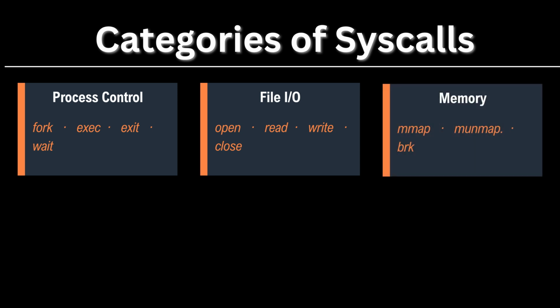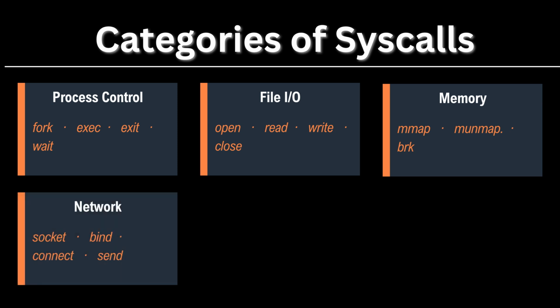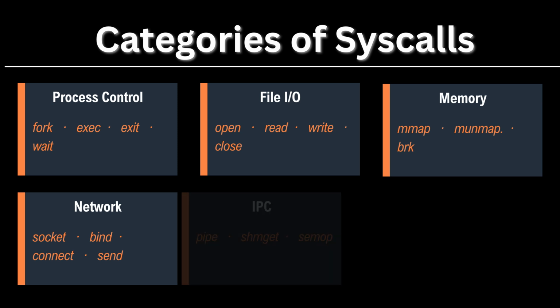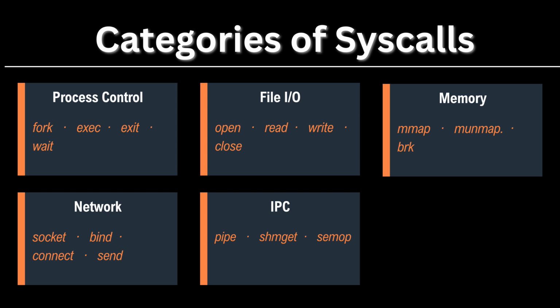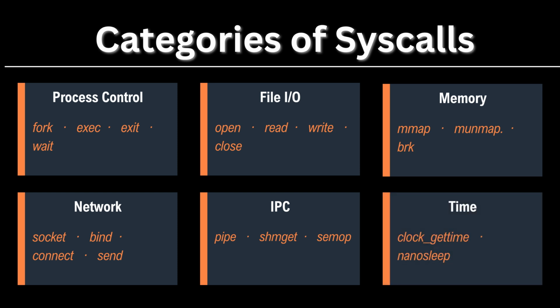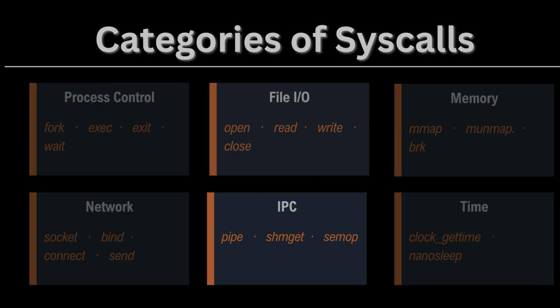Memory: mmap and brk are how the heap grows and how files get mapped into address space. Network: socket, bind, connect, send. Every network connection is a system call. Inter-process communication, IPC: pipes, shared memory, semaphores. And time: clock_gettime, nanosleep. Even checking the clock requires asking the kernel.